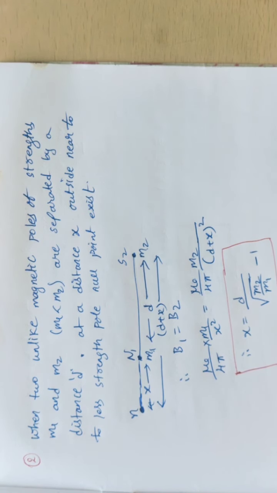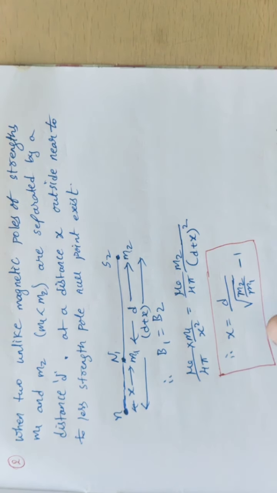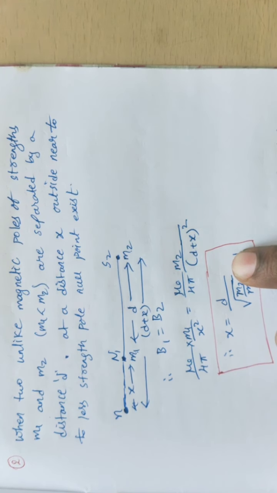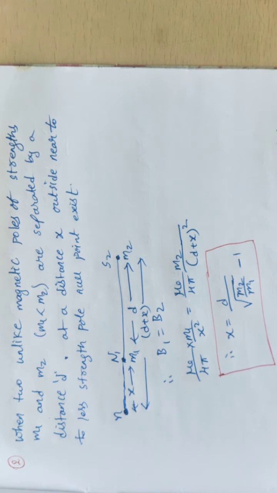So just observe carefully, students. Therefore, x value is equal to small d divided by root over m2 by m1 minus 1. When unlike poles are present, here we take minus 1. If like poles are separated by distance d, here we choose the plus sign. Is it clear, students? In this way, we can easily get the null point positions.